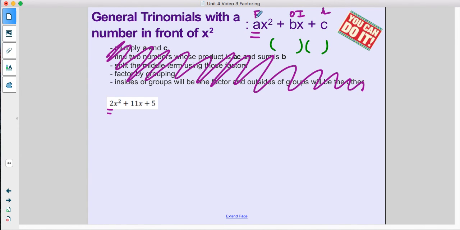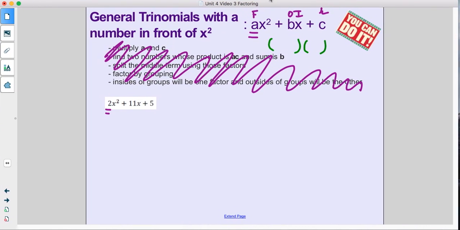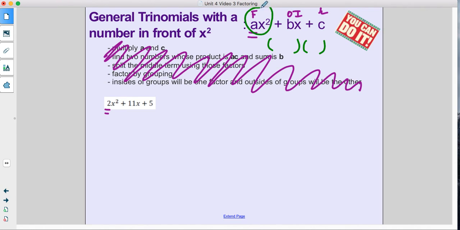So let's just start with the easy ones. Our first and our last. I look at the first. What multiplies to 2? 2 times 1. What multiplies to my last number? 1 times 5. That's it. Okay, so here we go. We start writing it out. This is where it's different. If it was just an x squared, we would know it's going to be x and x right away, but that's not the case. It's 2x squared, so I'm going to have a 2x and an x.